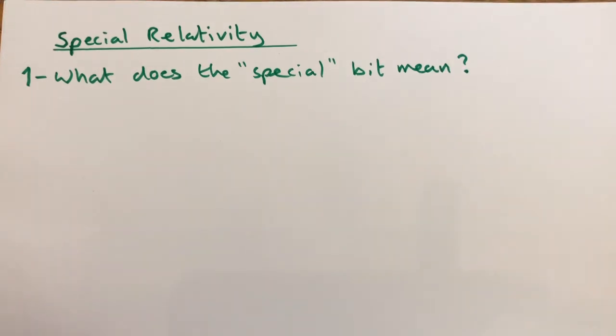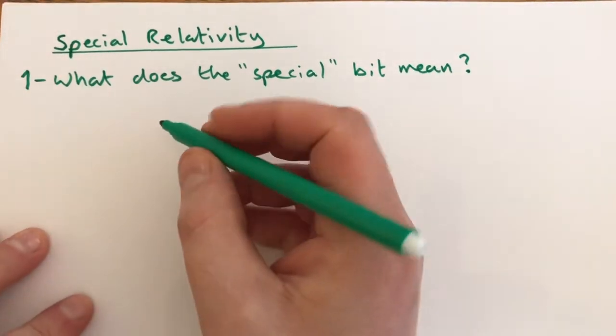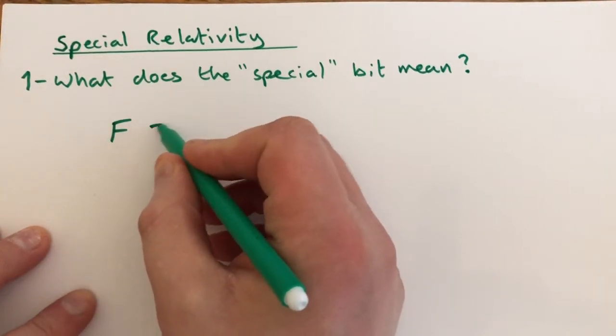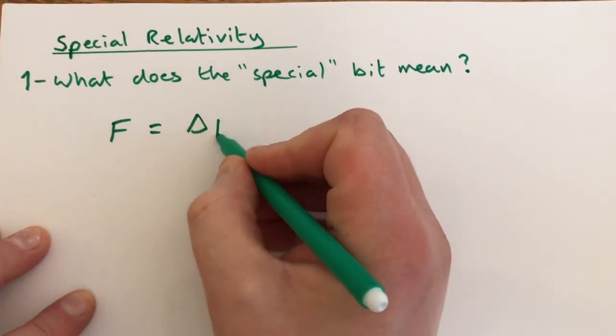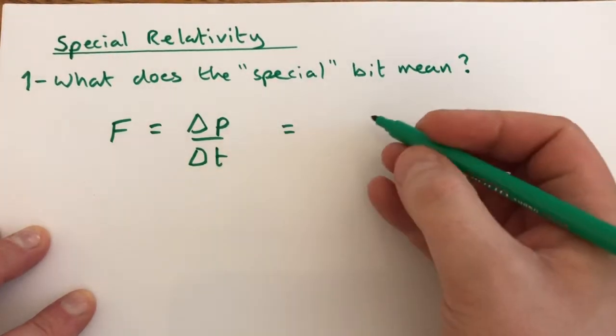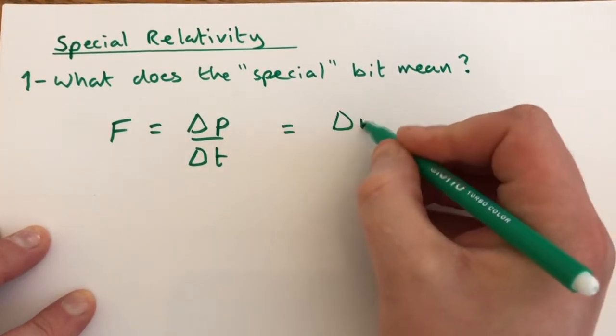Now many of you will already be used to using the word special when describing various aspects. But in this case, I'm going to start by discussing Newton's second law, which we're all familiar with being defined as the force is equal to the rate of change of momentum, and we're also happy with defining momentum as mass times velocity.